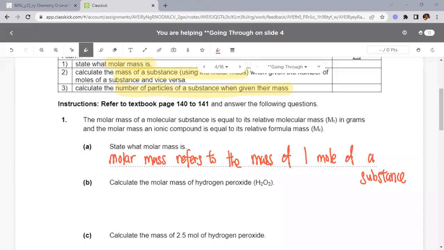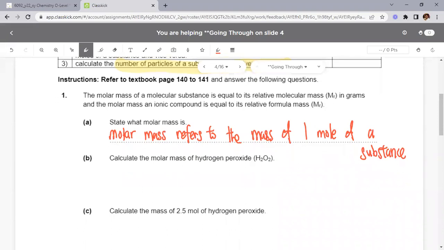It's just saying that, for 1 mole of maybe copper sulfate, how heavy is 1 mole of copper sulfate? Or maybe the molar mass of another substance, what's its mass? Let me use an example. They say calculate the molar mass of hydrogen peroxide. So how exactly do we do this? To find the molar mass, it is actually the same as finding the MR, the relative molecular mass.